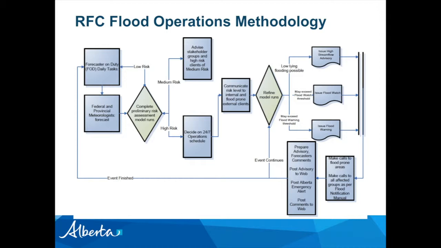If it's low risk, you're right back into the daily operations that you were at before. Medium risk or high risk, if it's high risk, we're going to go into our 24/7 operations. That's essentially taking the 5 forecasters we have in the province and the 4 technologists that we have, subdividing them into 2 12-hour shifts that run from 7 a.m. to 7 p.m. until the duration of the event is over.